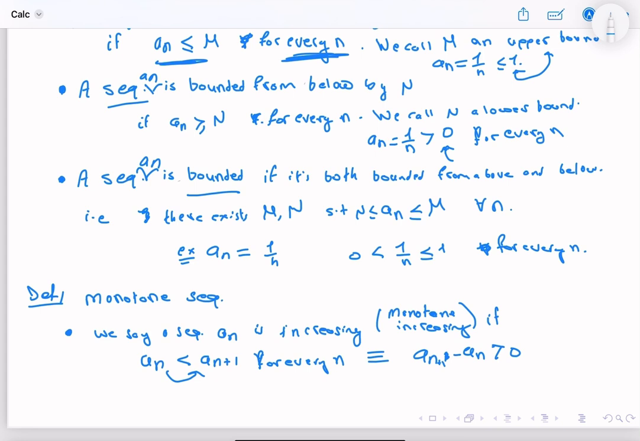And usually, looking at the difference of these and trying to prove that it's positive is easier, like when you attempt to prove that some sequences are monotone or monotone increasing. It's easier to prove this rather than trying to prove this inequality directly.